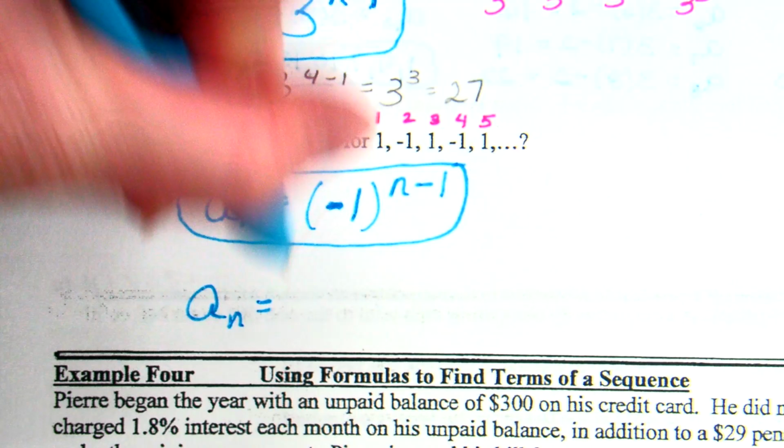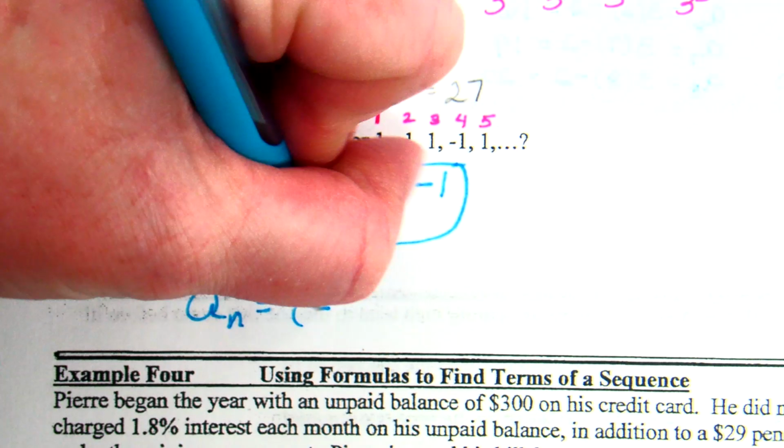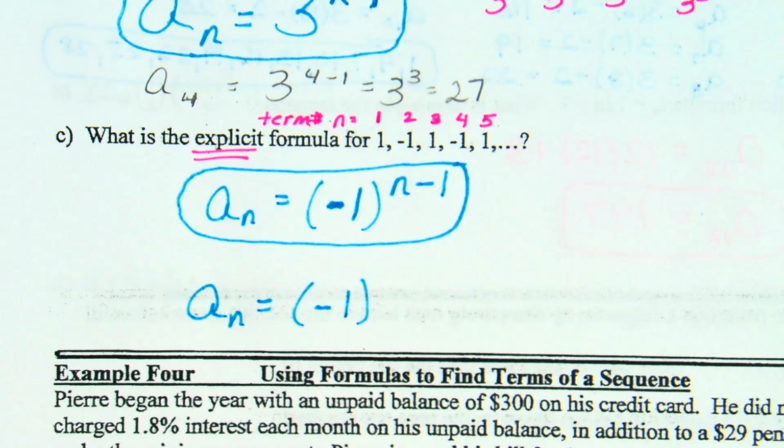Eli had given us n minus 1. What's the variation on that? Instead of n minus 1, what happens if you do n plus 1?